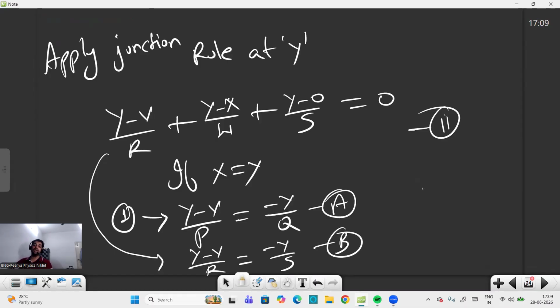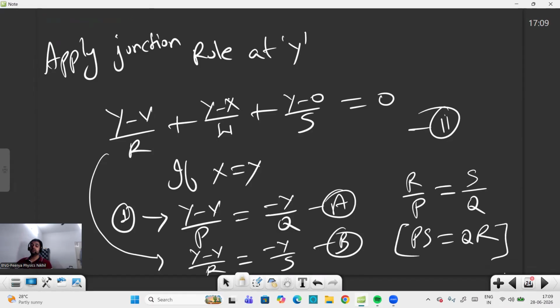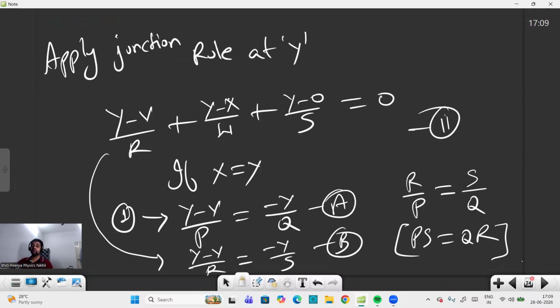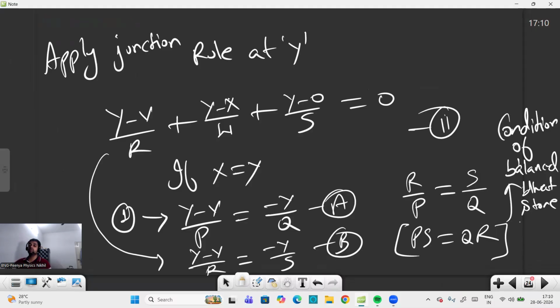Now if we divide equation A by B, we will get R by P equals S by Q. So we are getting PS equals QR. So when PS equals QR, that is the condition for a balanced Wheatstone bridge. Correct? Okay. So PS equals QR.